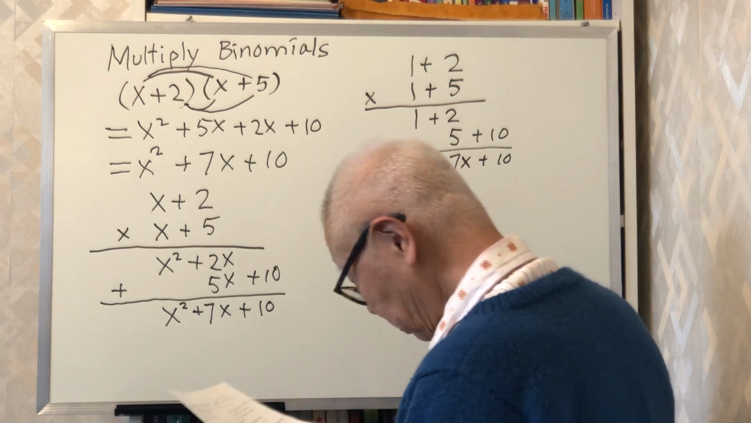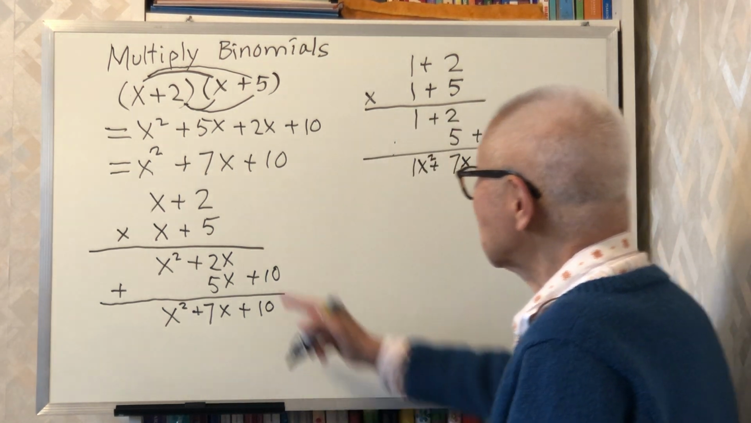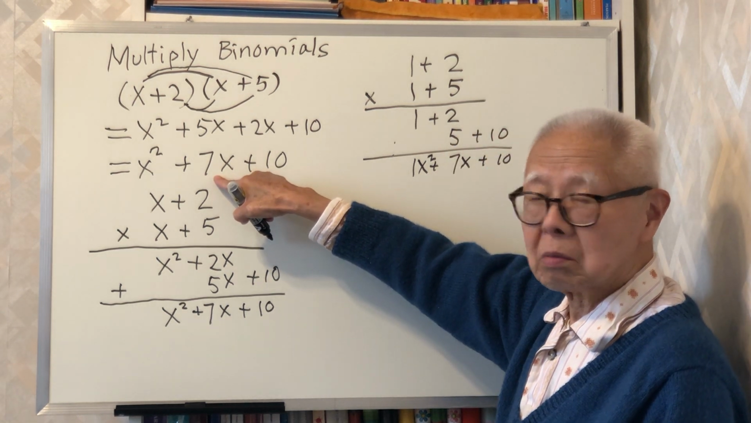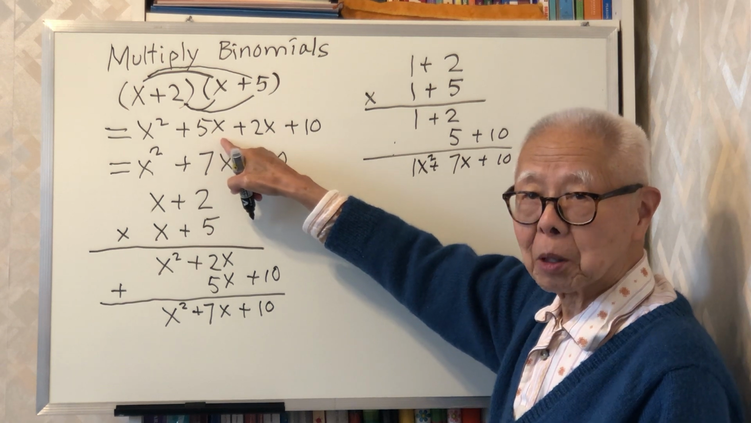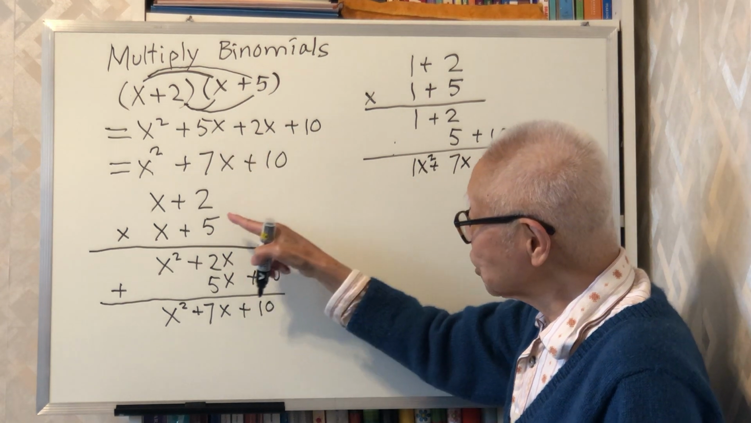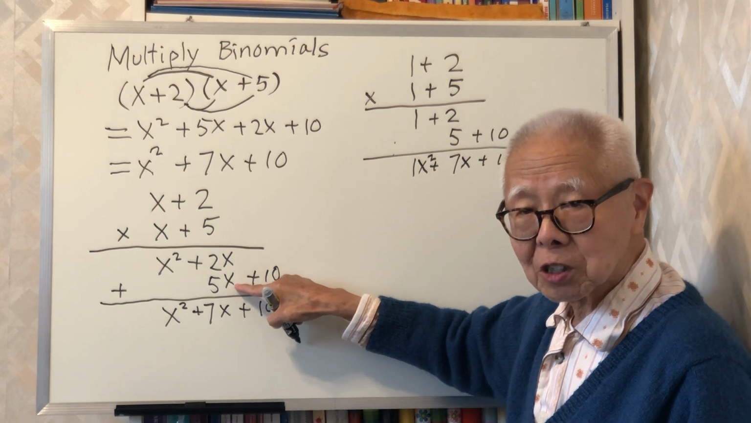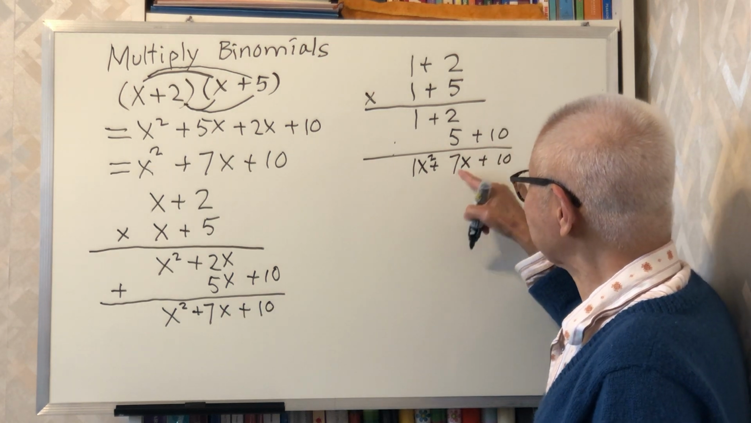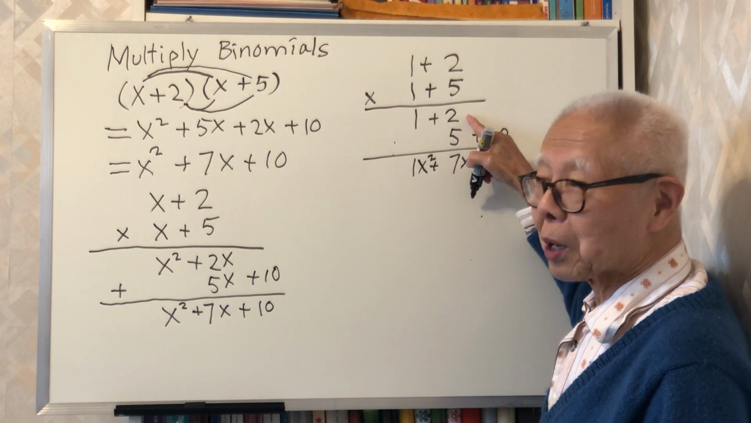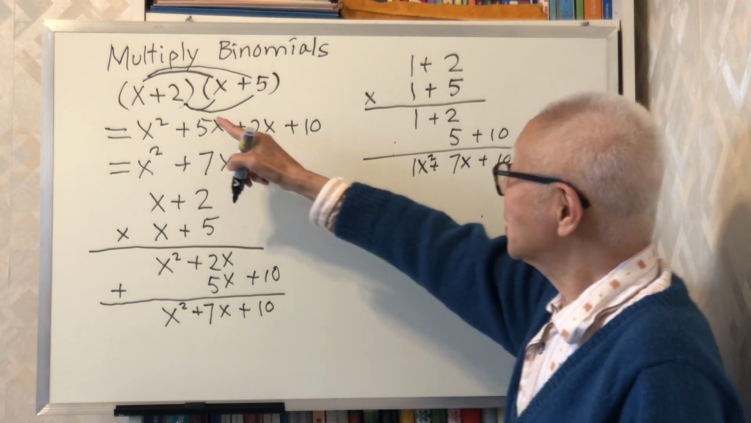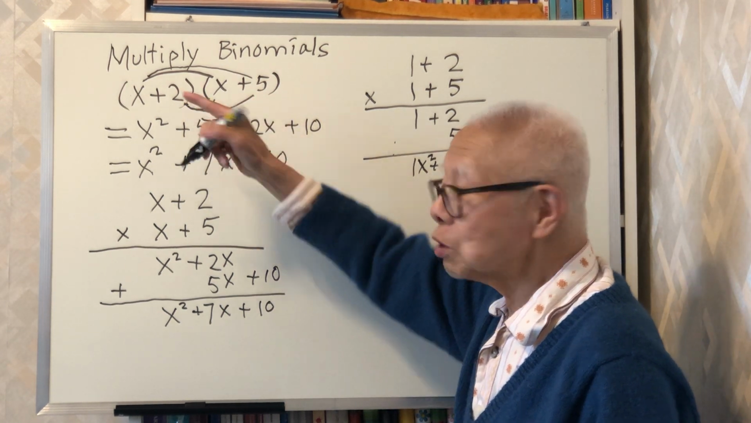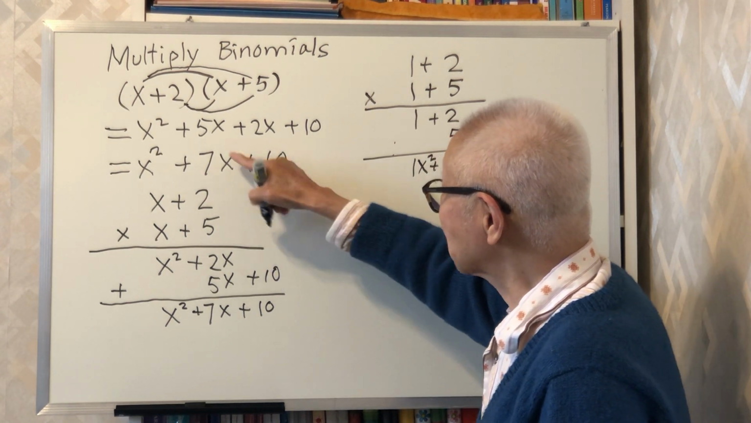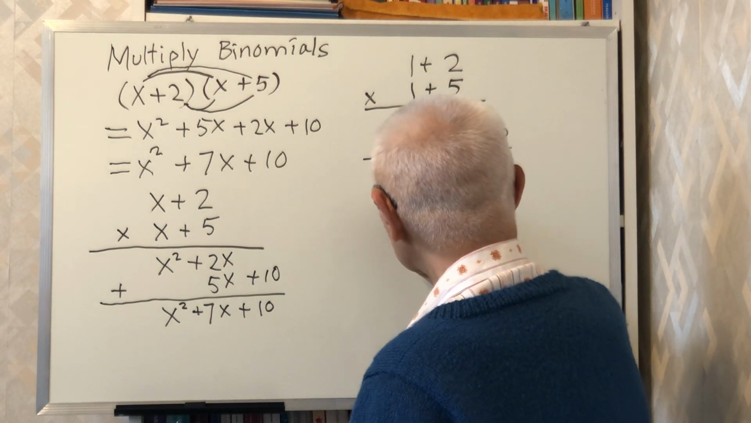Then you realize that, how do I get 7? It's 5x plus 2x. It is here. 5x plus 2x, I get 7x. How do I get 7? It's 5 plus 2. So you see that it is 5 and 2. You put them together, that's the middle term. That's the middle term. Therefore, I can write this.